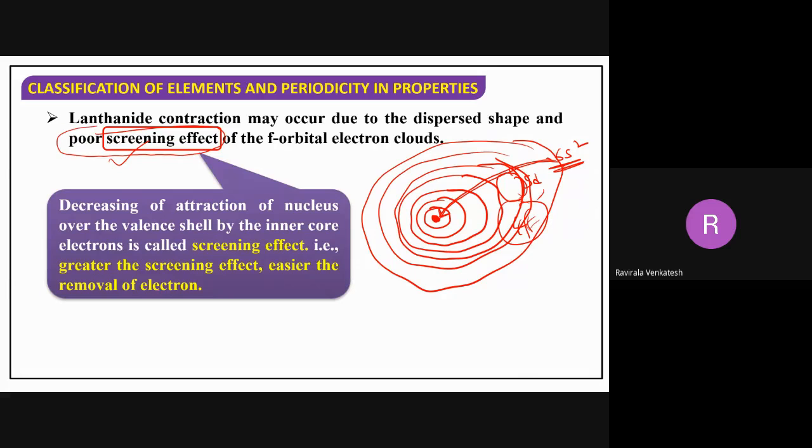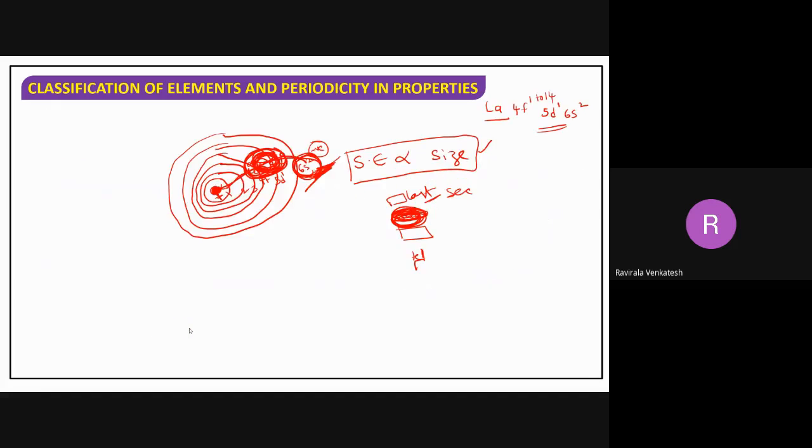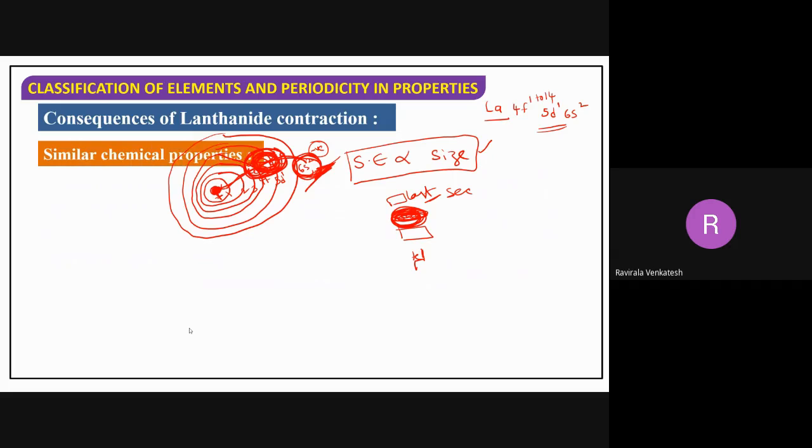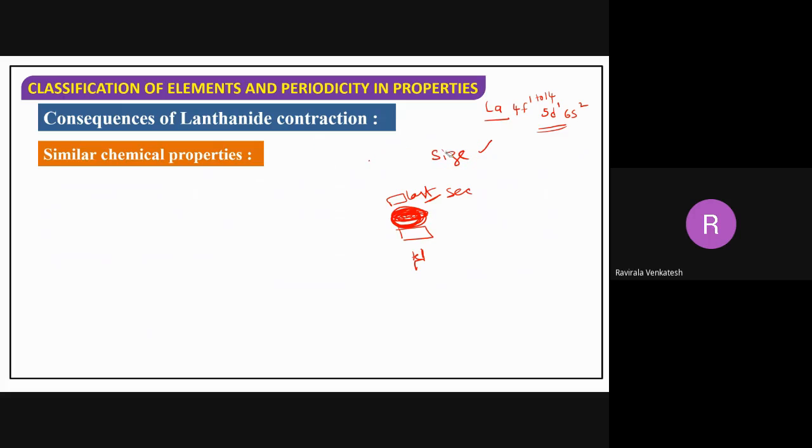The definition is very, very important for you. Again I am repeating: the decrease in the size of lanthanoids due to poor shielding effect or poor screening effect by the f orbitals is called Lanthanoid contraction. This is the reason. Now, what are the consequences of Lanthanoid contraction? What is the result of Lanthanoid contraction? Let me first see the simple chemical properties here.